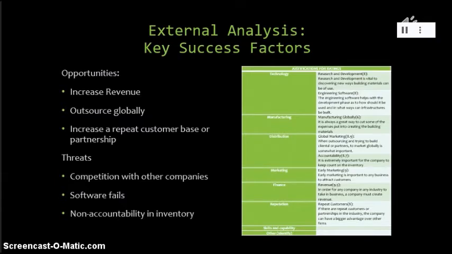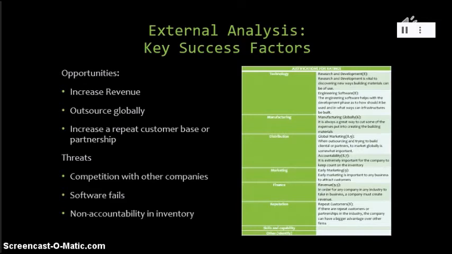Next, we come to the key success factors in the external environment for Simpson Manufacturing Incorporated. Marketing, reputation, and finance are critical to the industry of building construction. With great marketing and a strong partnership or repeat customer, there is a big advantage over other firms. In order for any company in any industry to take in business, a company must create revenue. Of course, technology is one of the first processes to help become successful.